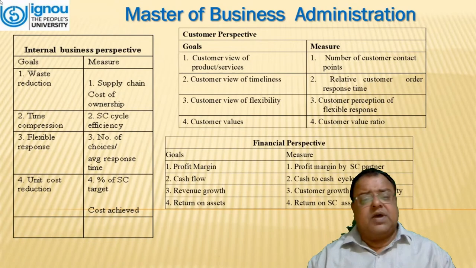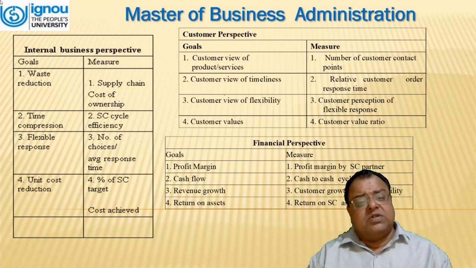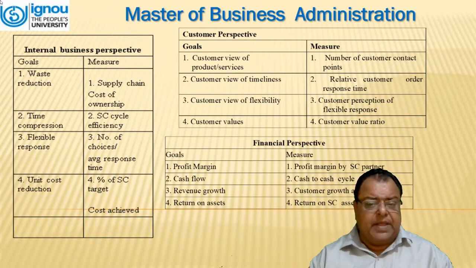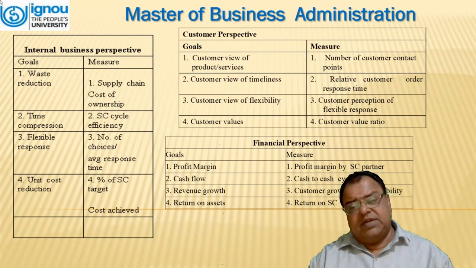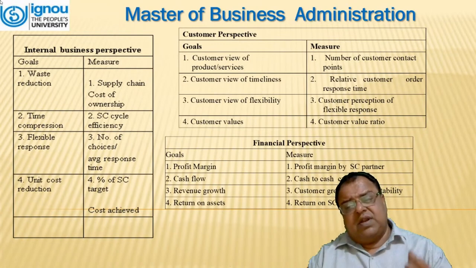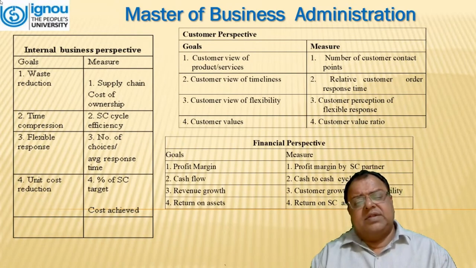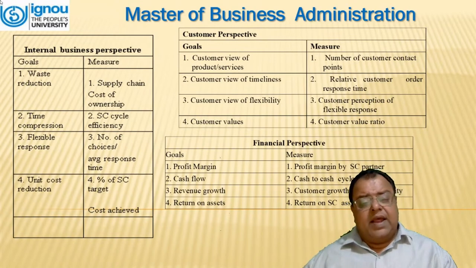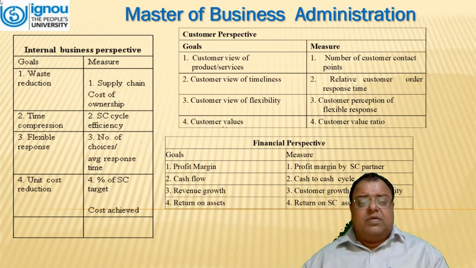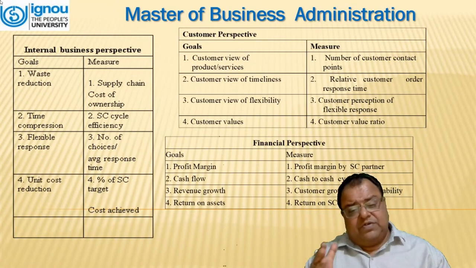And if we talk about the customer perspective, in terms of goals and measures, the customer view of point of service can be addressed as the number of customer contact points. Customer view of timeliness. That means the relative customer order response time between first and second, second and third, and so on. Customer view of flexibility. That is the customer's perception of flexible response. And the fourth one is customer value.